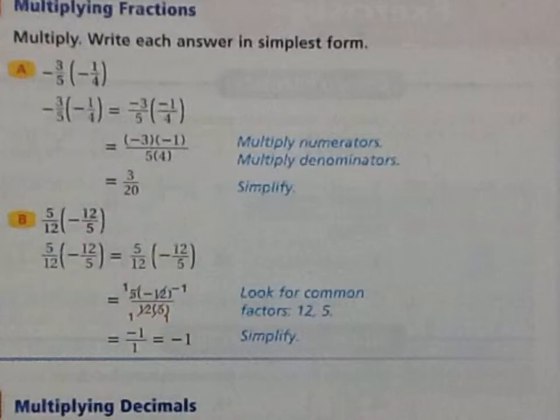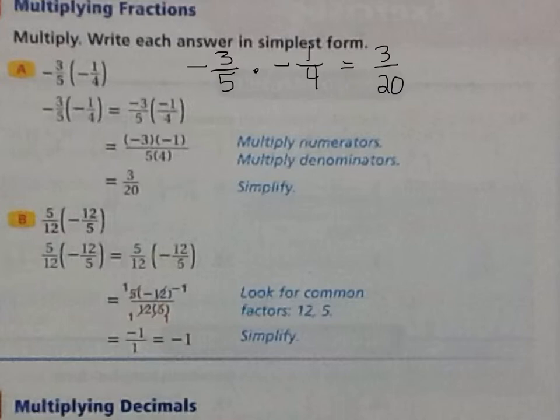I'm going to rewrite it off to the side. Negative 3/5 times a negative 1/4. Okay, can you cross simplify before you multiply? No, 5 and 1 don't share anything, 3 and 4 don't share anything. Okay, I'm going to multiply across the top, 3 times 1, 5 times 4. Before I finish this problem, I need to check my integer rules. I want a negative times a negative, positive, so I can leave it.